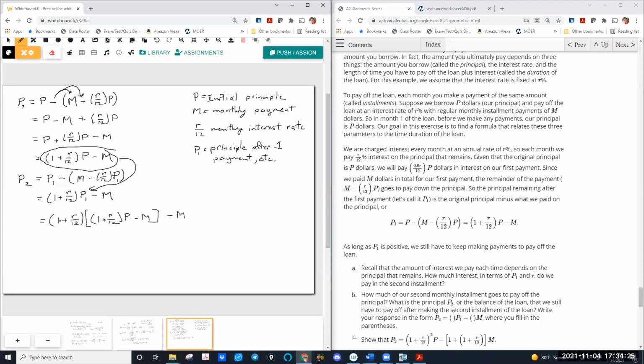Okay, now I'm going to distribute this to these two terms. If I distribute to that term, I have two of the 1 plus R over 12s, so 1 plus R over 12 squared times P, and then I'm going to have one of them times the M. So I have minus M times 1 plus R over 12. And then we have this minus M hanging out at the end.